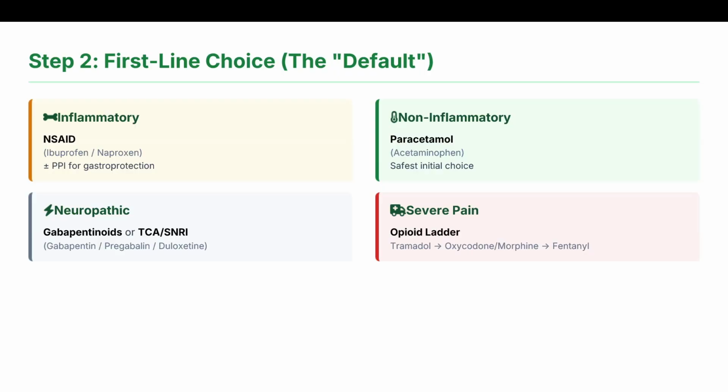For inflammatory pain, we choose NSAIDs because they reduce prostaglandins, and so reduce the inflammation as well as the pain. Always consider giving a proton pump inhibitor along with the NSAID for gastroprotection. The most useful NSAIDs in this category are naproxen or ibuprofen. For neuropathic pain, we use gabapentinoids like gabapentin and pregabalin, duloxetine, or tricyclic antidepressants like amitriptyline and nortriptyline. For non-inflammatory pain, the safest initial choice is paracetamol. If not responding, then we go for other types of analgesics.